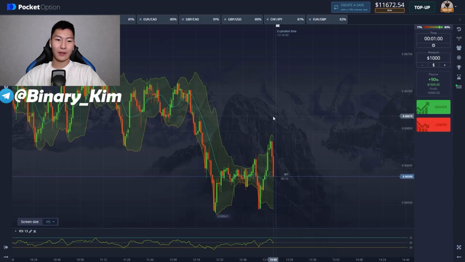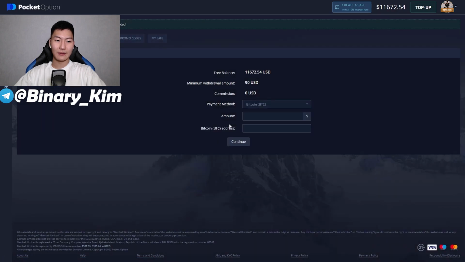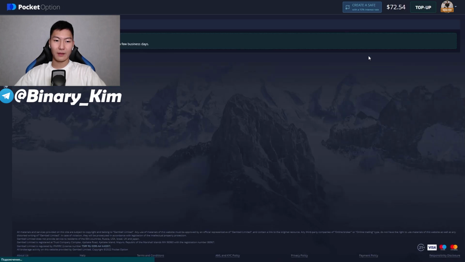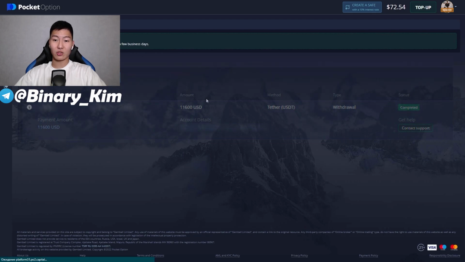We got $11,600 on the balance, and that's what we've managed to earn today. Let's move on to the withdrawal right away. So, let's withdraw, I guess, $11,600. Press the continue button. And that's it, guys. The transaction is being processed. I will attach the screen where it's done as usual, guys. That's what we've managed to get today.